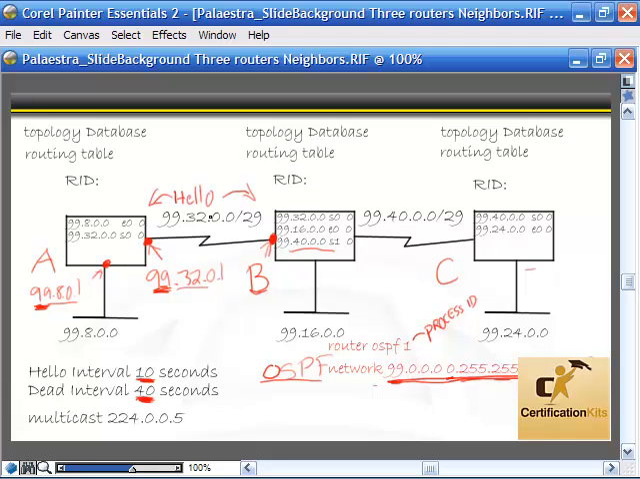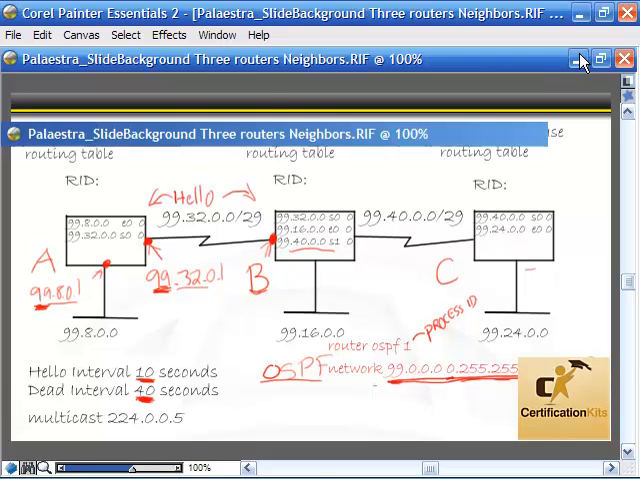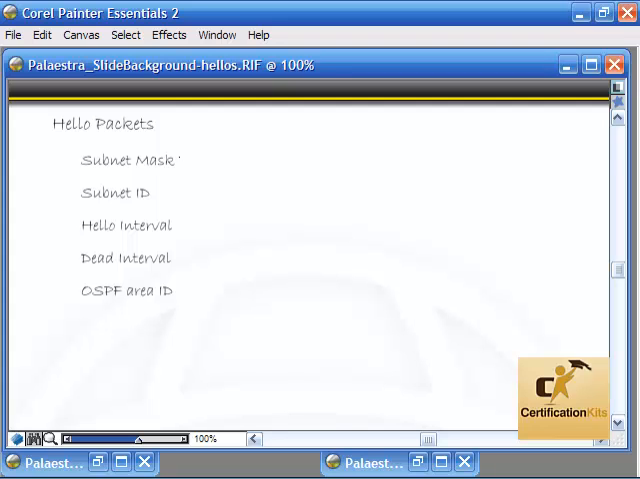The information in these hello packets is very important, and it's got to match up. There's a subnet mask. If the subnet mask doesn't match, they're not going to share with each other. The subnet ID has to match, and that goes with pretty much any protocol, though. If the subnet ID or the IPs aren't right, they're not going to share information. You won't even be able to ping.